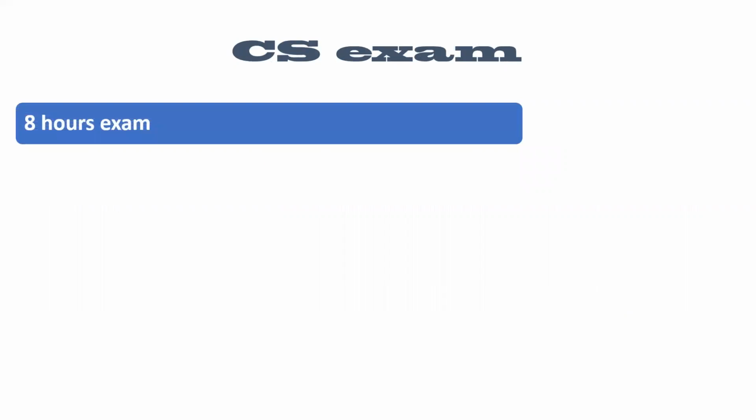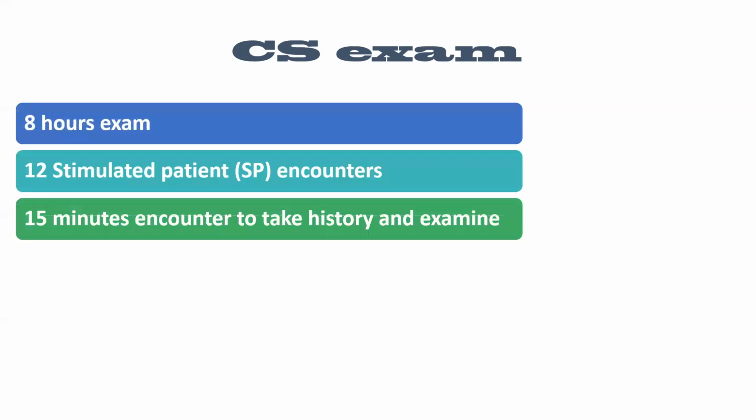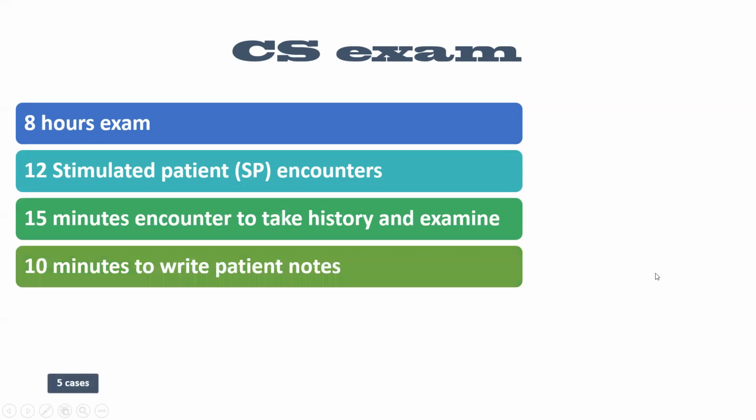First of all, the CS exam is an 8 hour exam. It's held in 7 centers in the United States only. There will be 12 simulated patient encounters. Each patient encounter is 25 minutes and is divided into 15 minutes for the real encounter with the patient to take history and do the physical examination, and then 10 minutes to write patient notes. We're going to speak more about this in this video, but not in a detailed manner.